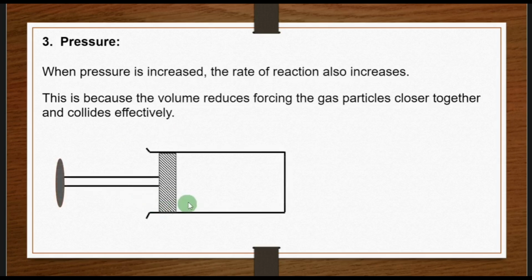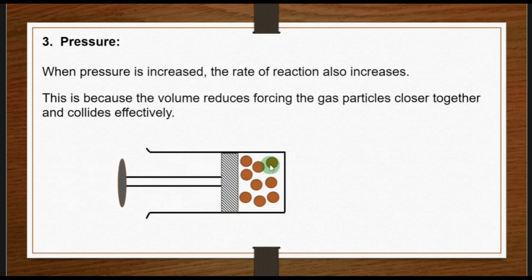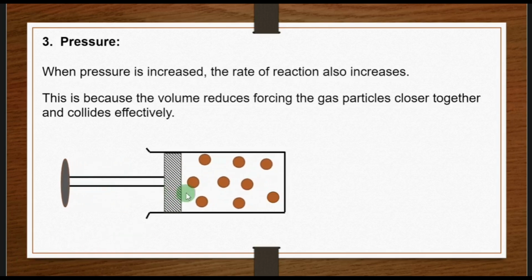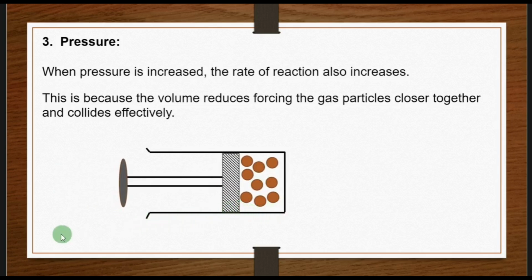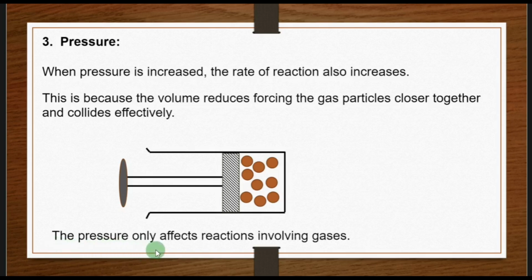So let's say we have a cylinder here and a piston inside it, and we have some particles here. If this one is decreased like that, particles will be very close to each other and they'll be able to collide, and the reaction will take place faster than when it is like this, because they'll take time to collide. But here they'll collide quickly because they're closer to each other, and then the reaction will go faster. Then here, guys, what you should know is that the pressure only affects reactions involving gases.